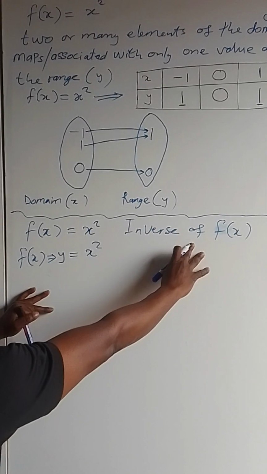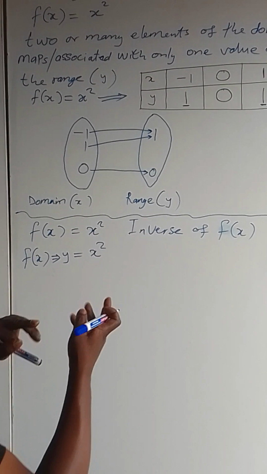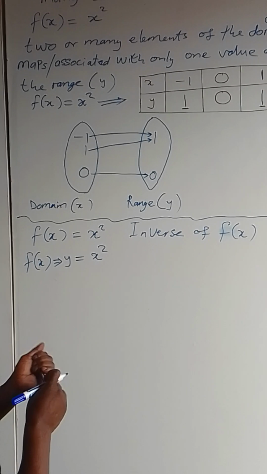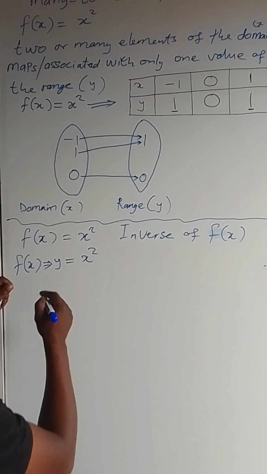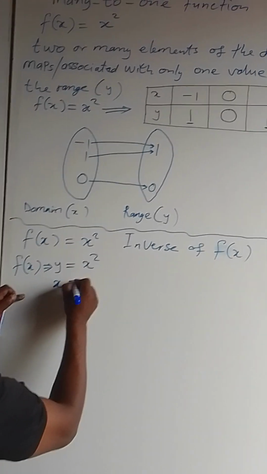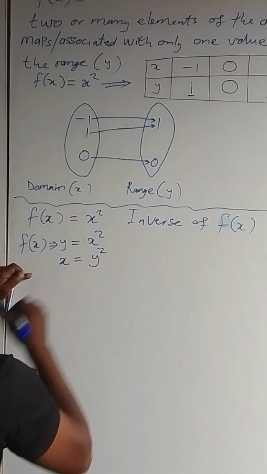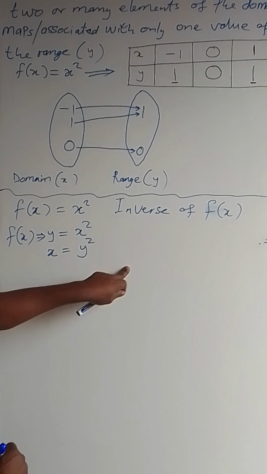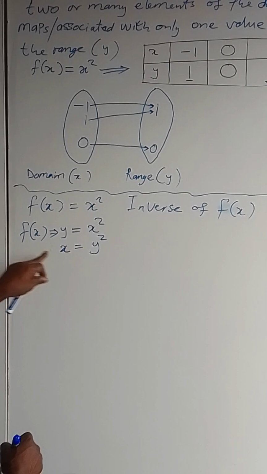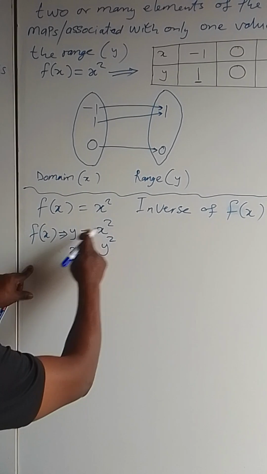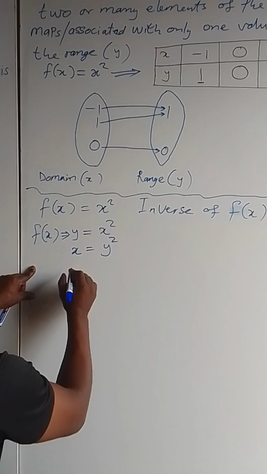Right, when you do the inverse, you simply swap the values of x and y. Where you see y, you put x, and where you see x, you put y. So instead of y here, I'm going to put x equals y squared. Now this is the function whereby we have the inverse of f at x. Now this is going to be f at x, but let's make y the subject of the formula.